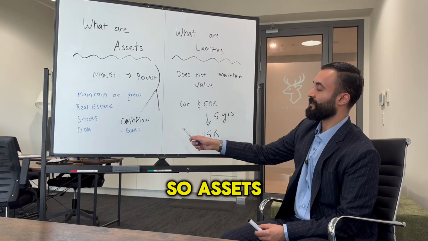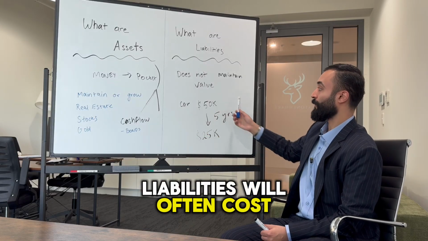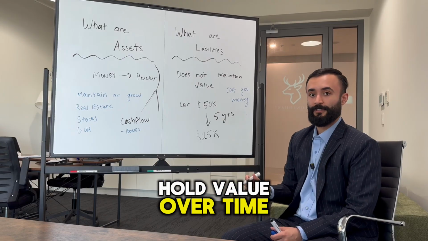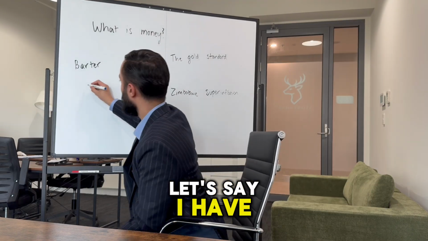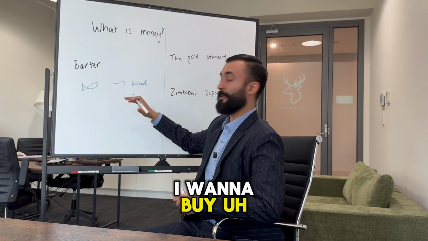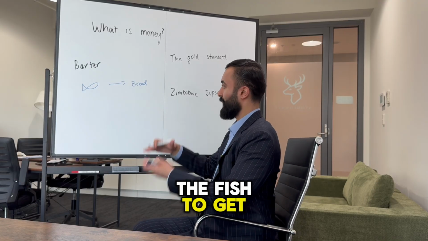So assets put money into your pocket and grow over time. Liabilities will often cost you money to maintain, and they will not hold value over time. Now, this ties us into what is money. Let's say I have a fish and you have some bread. I want to buy your bread, and I have fish, and I give you the fish to get some bread.